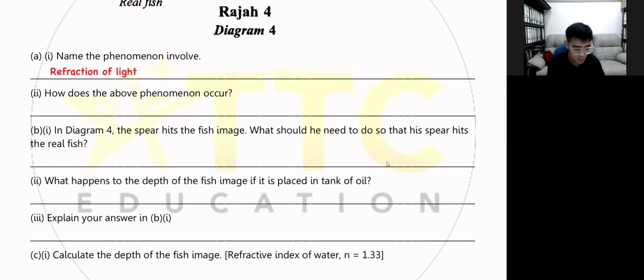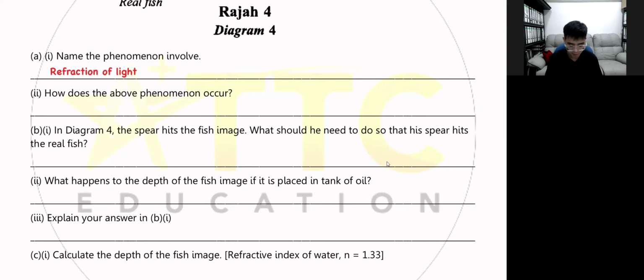Clear? Then question number 2 asks, how does the above phenomenon occur? So why does it occur? Remember, doesn't matter whether light wave, sound wave or water wave, they all change direction because of one reason: because their speed changes. But the factor that causes each wave to change in speed and then eventually change in direction is different.